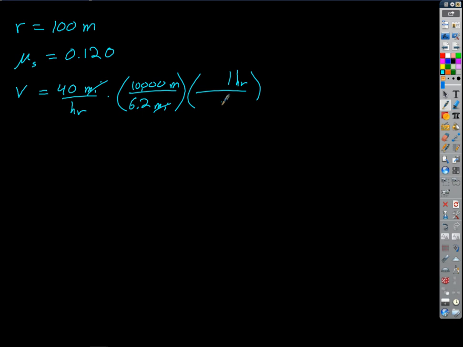60 times 60, 3,600. So now we end up with what? 400,000 divided by the quantity 6.2 times 3,600. What's that give us? About 17.9, does that sound right? That sounds about right. So there's our speed, okay?